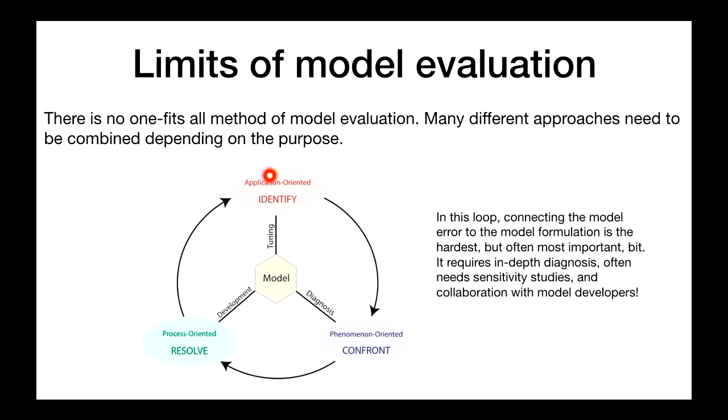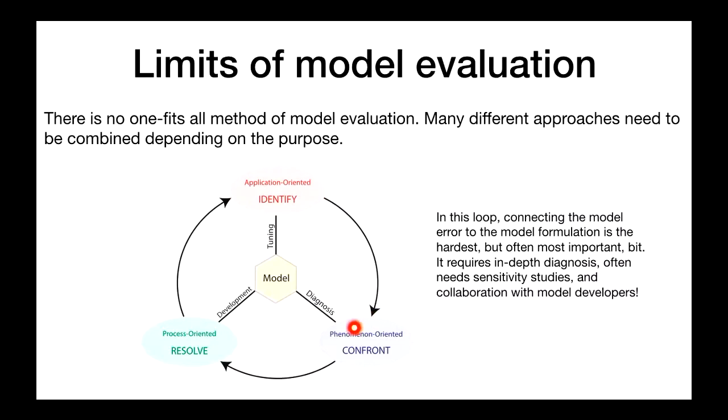So the first one is, which I call, we are identifying the errors. And that's usually, we apply the model to something, we're making a weather forecast, and we want to know what's right and what's wrong with it. So there's really the right and wrong question. But what works and what doesn't work? So we want to identify errors. Most of model evaluation happens at that level.